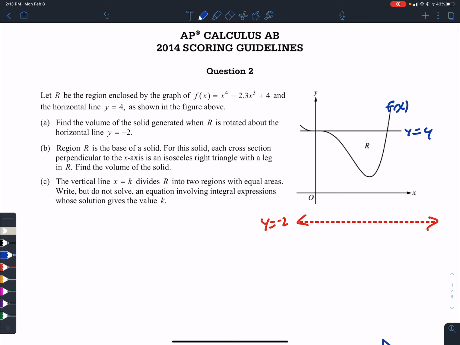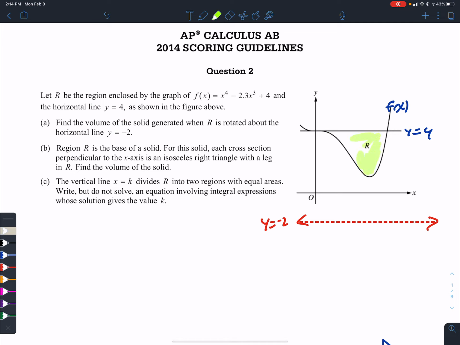This is the 2014 AB FRQ question number 2. So what do they give us? They give us a function, and that's this funky little thing. And there's another function, y equals constant. So you have region R.